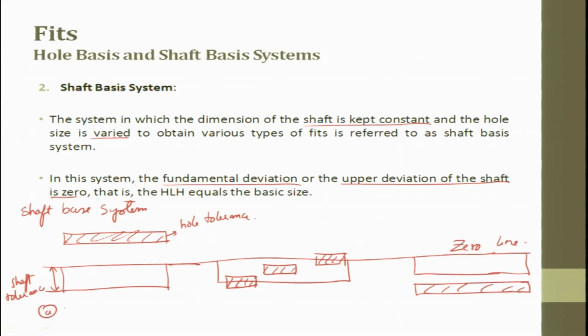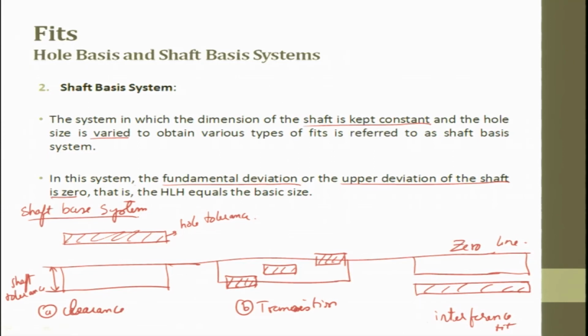This is your clearance fit for a shaft base. This is a transition fit, and the last one is an interference fit. So, hole based system, shaft based system, this is how the representation is given. In a hole based system the hole is kept constant, in a shaft based system the shaft is kept constant.